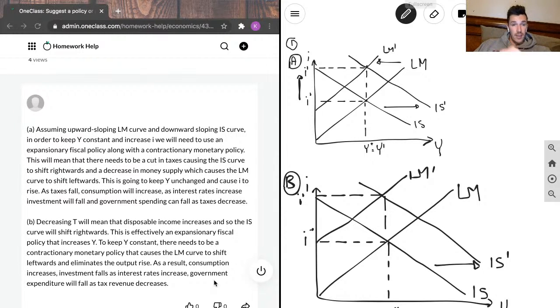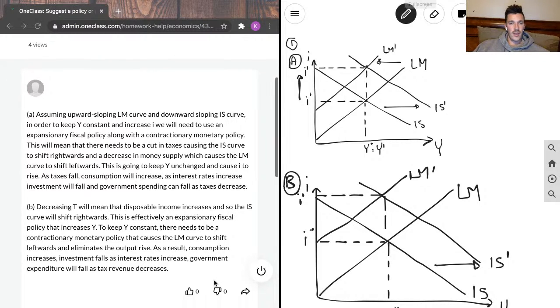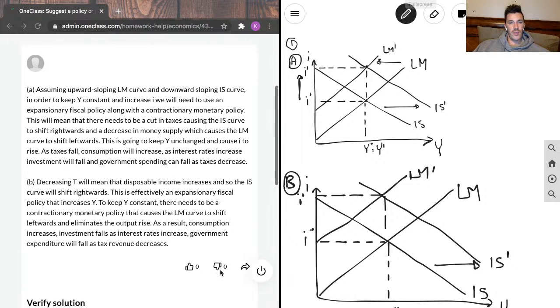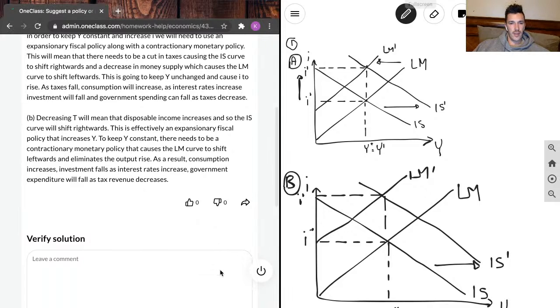So the junior tutor said to keep Y constant, there needs to be a contractionary monetary policy that causes the LM curve to shift leftwards and eliminates the output rise. As a result, consumption increases, investment falls as interest rates increase, and government expenditure will fall as tax revenues decrease.